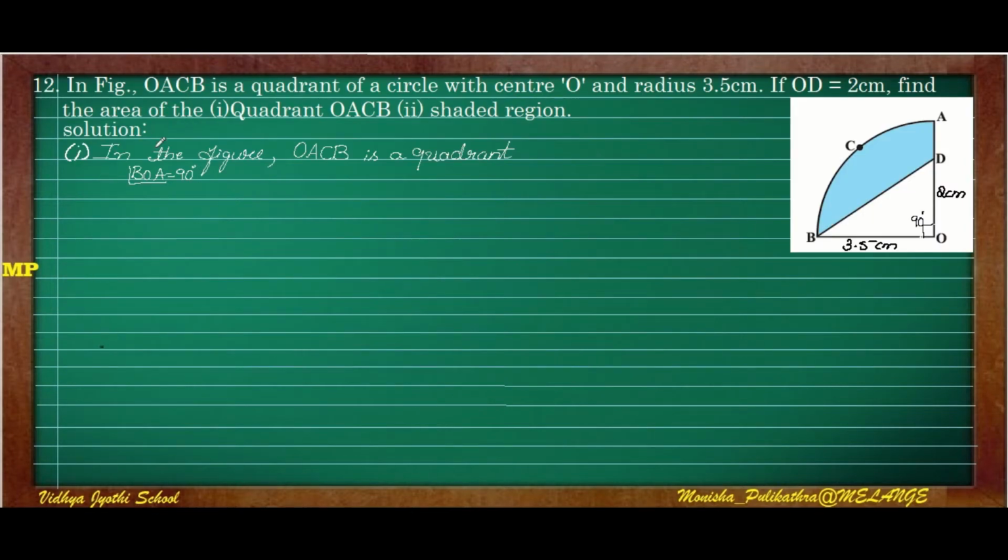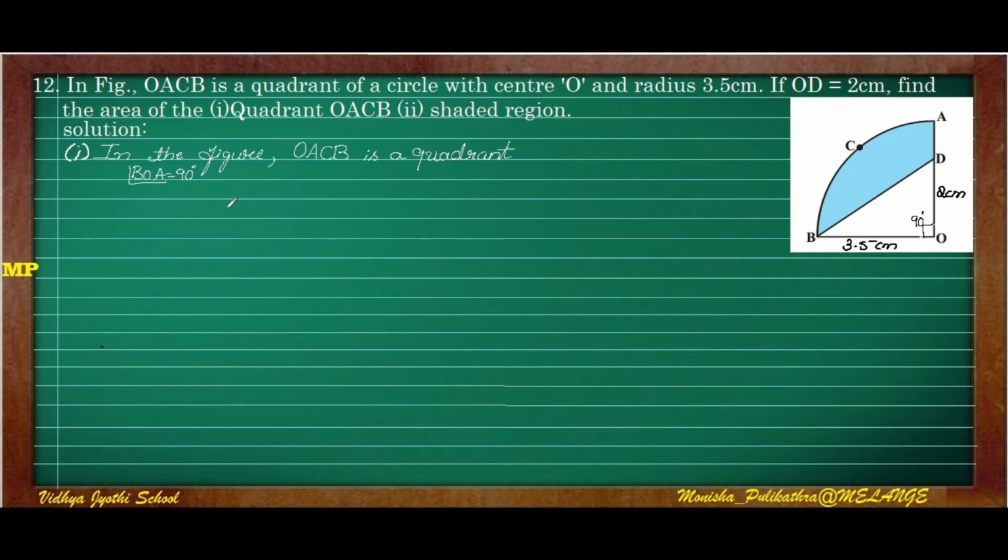Moving on to the 12th sum. In this sum, OACB, you can see in the diagram, is a quadrant of a circle with center O and it has a radius of 3.5, whereas the value of OD is 2 cm. So we have to find out the sector OACB value and then the shaded region. From OACB, if we subtract this triangle, then we will get the shaded region.